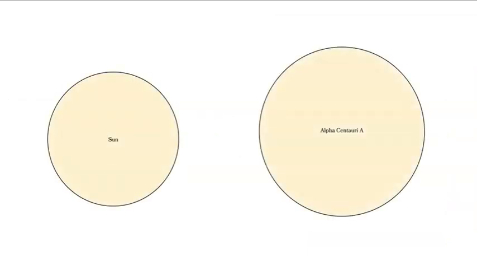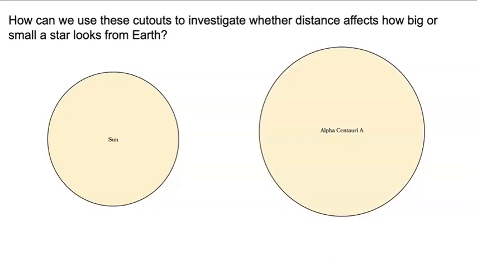Let's look at a cutout of the sun and a cutout of Alpha Centauri A. Remember, we noticed that Alpha Centauri A is a little bigger than the sun. How can we use these cutouts to investigate whether distance affects how big or small a star looks from Earth?